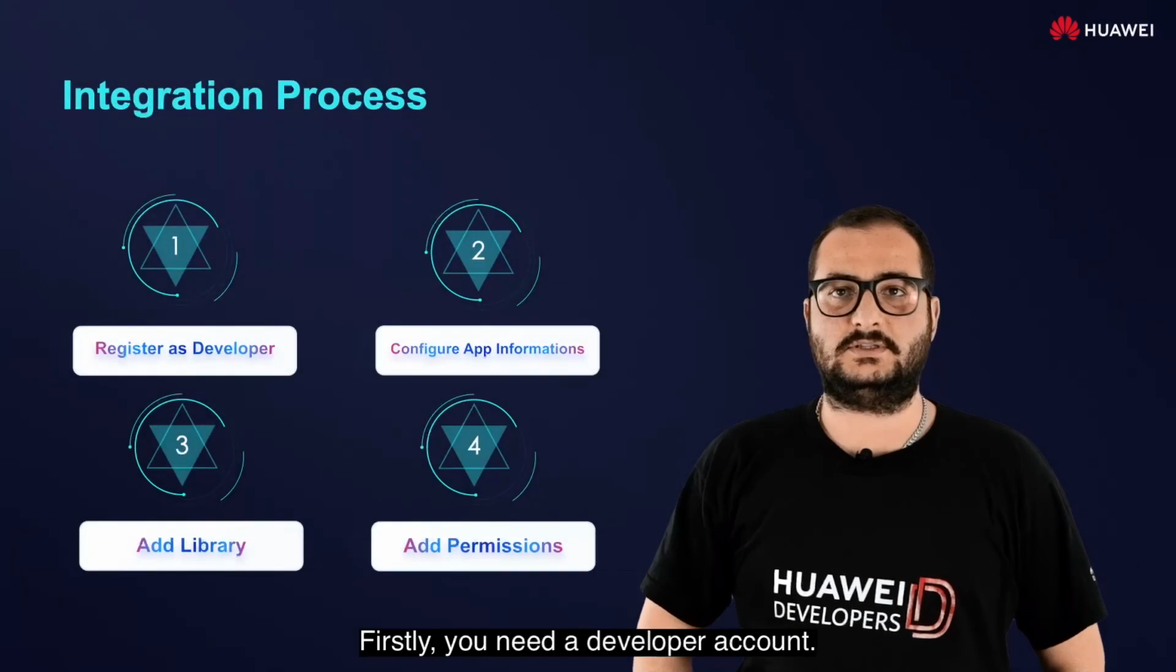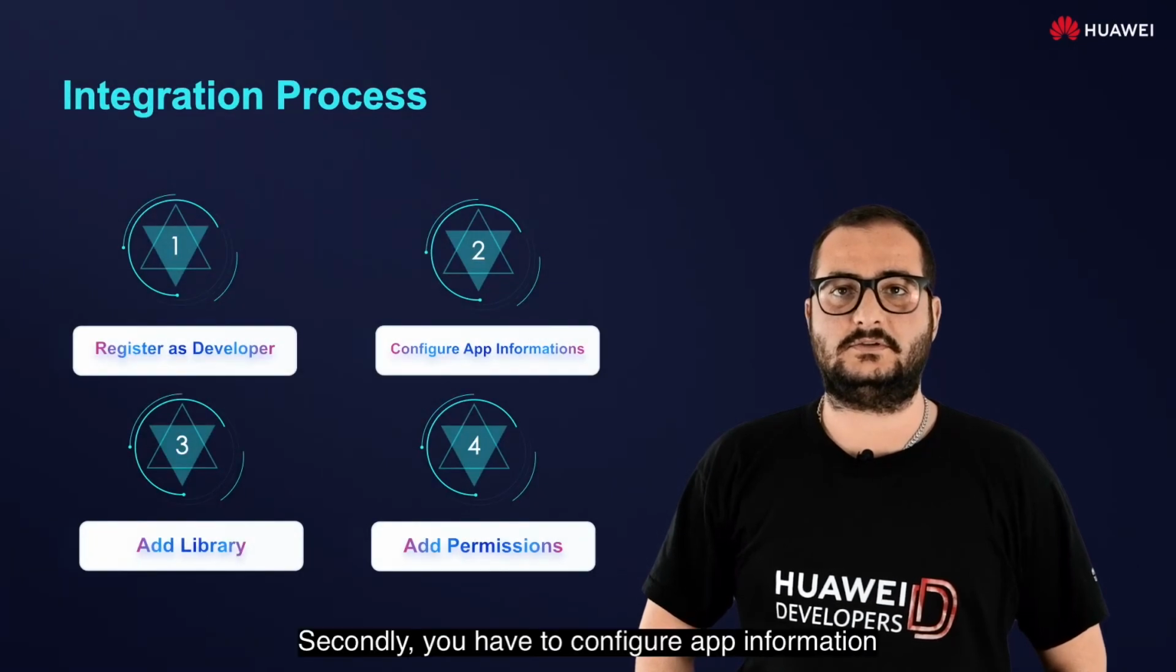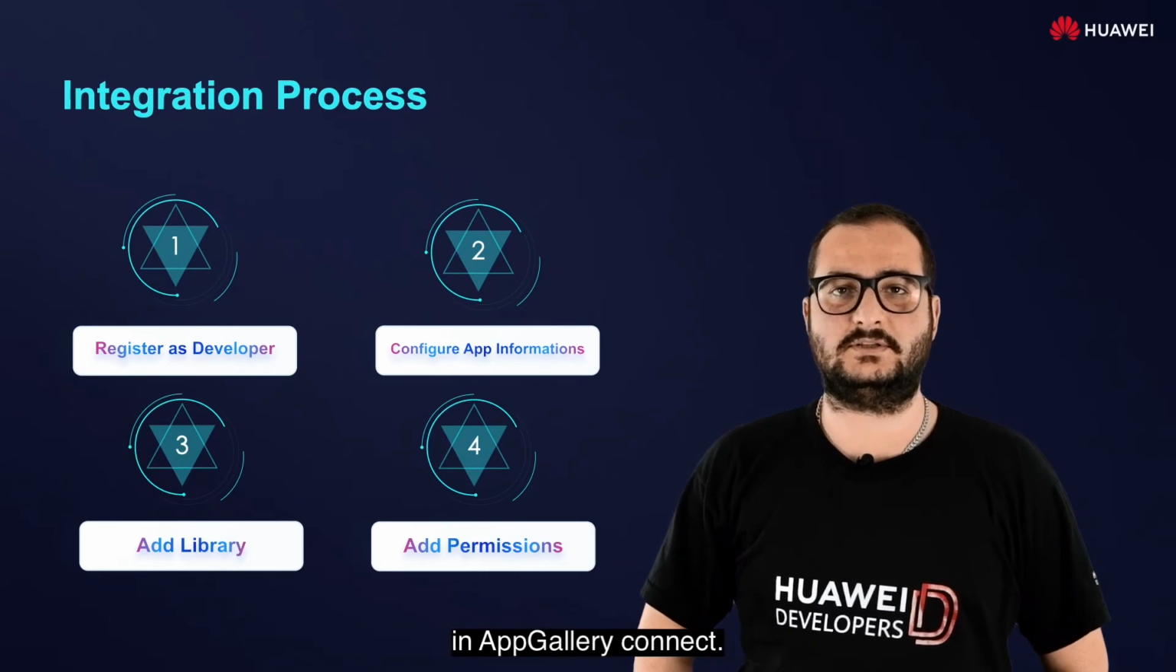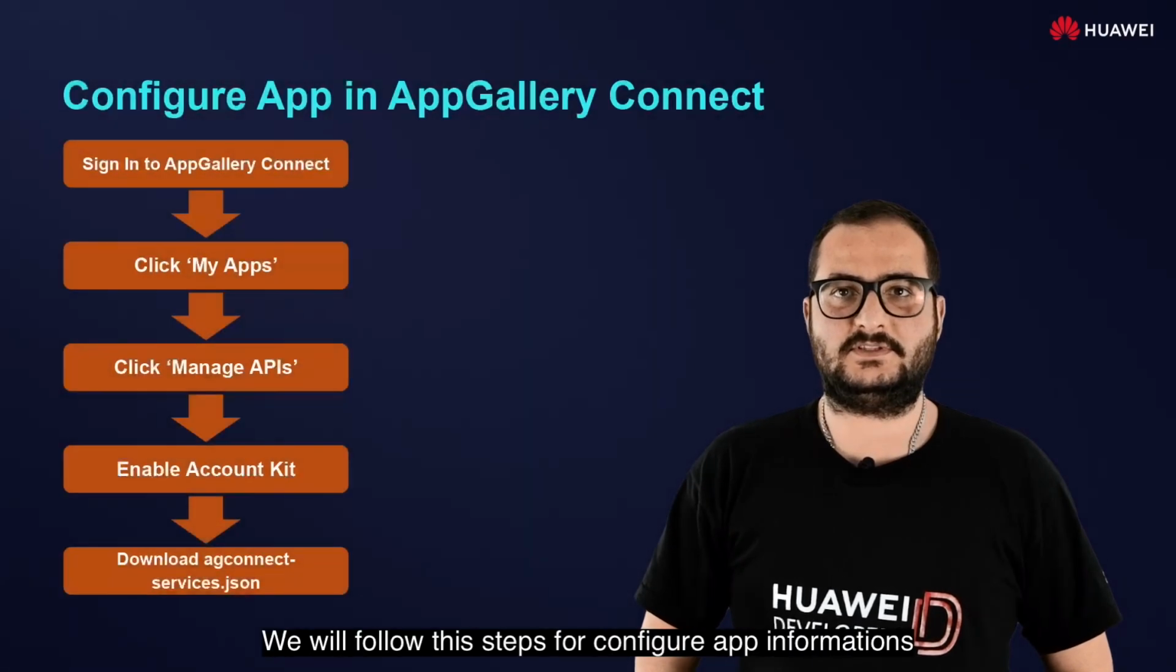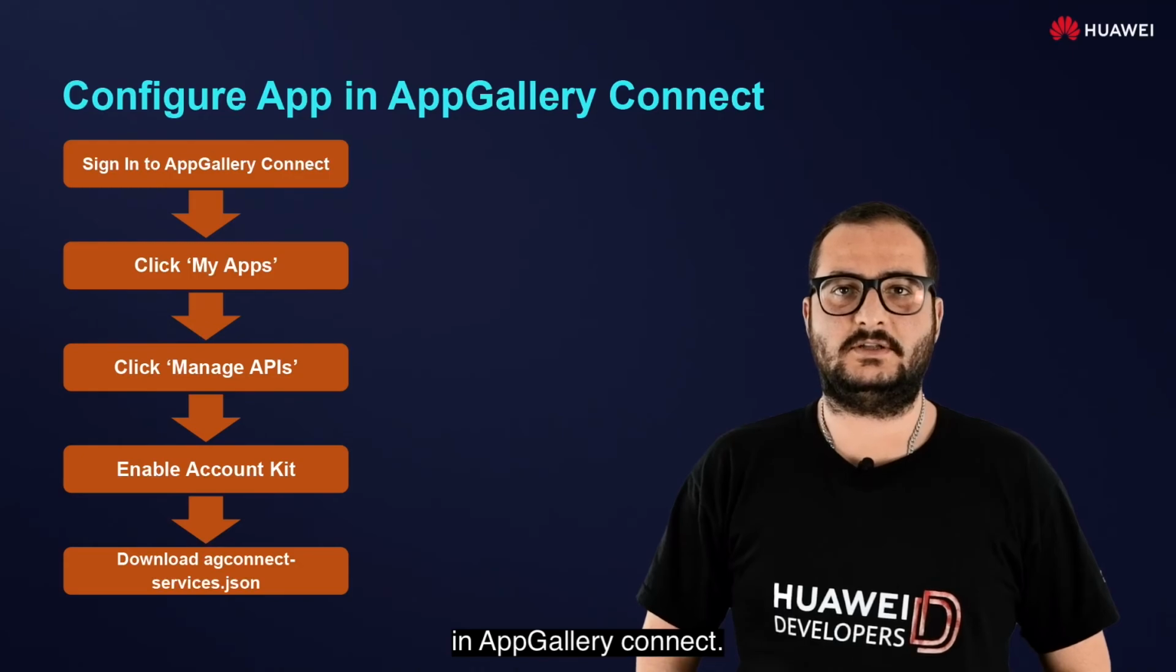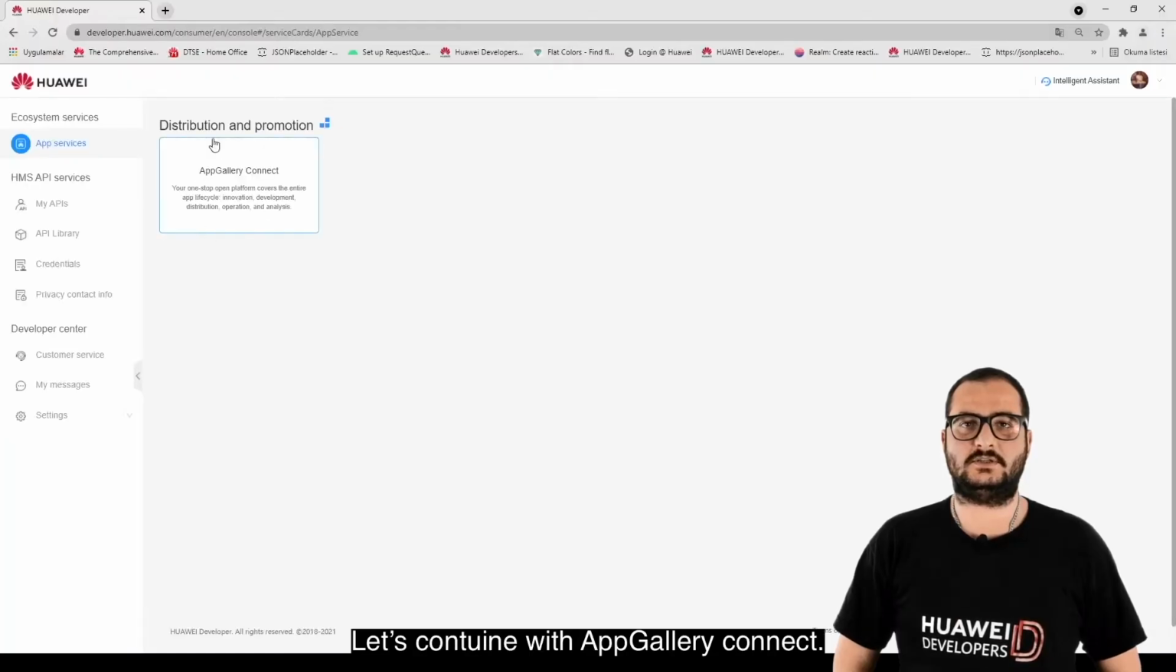Firstly, you need a developer account. Secondly, you have to configure app information in AppGallery Connect. Then add Huawei Mobile Services Account Kit library and add permissions. We will follow these steps for configure app information in AppGallery Connect. Let's continue with AppGallery Connect.